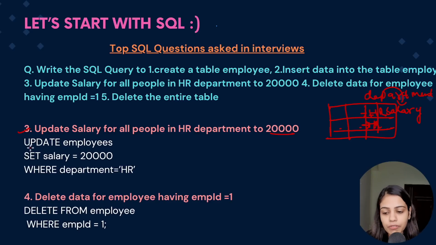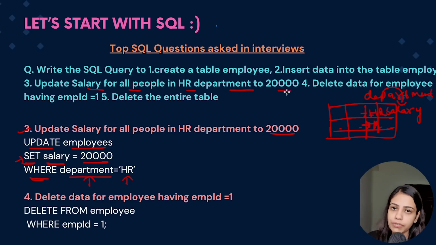So what we do is we provide this update command, and then we provide the table name, and then we give this set. So set basically means go ahead and set this particular value. So it will set the value, and we have to set salary as 20,000, and then we provide the condition that where you want to set the salary as 20,000. So we provide where, and then we provide the column name in which we want to set it, and then we provide it as HR. So update the employee table, set the salary as 20,000 where department is equal to HR. That is what our question was, update salary for all people in HR department to 20,000.